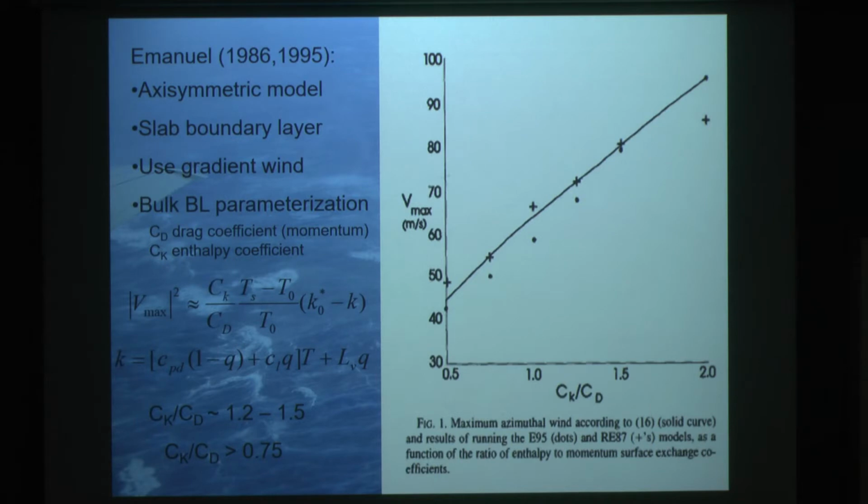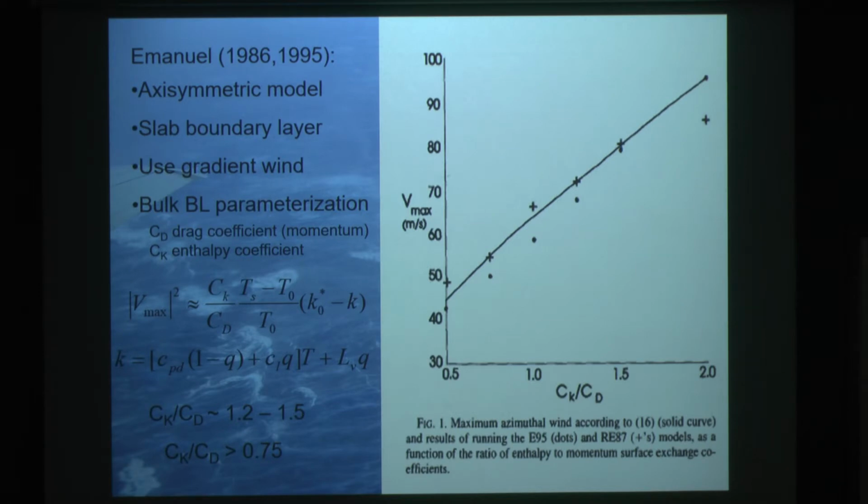He used a very simple axisymmetric, two-dimensional model to derive these equations. In one of his papers in 1995, he pointed out that for a storm to develop in his model, this ratio has to be above 0.75. This is a theory-based estimate of the ratio. But more than 10 years ago, we tried to measure these numbers through aircraft observations and test his theory. I'm going to show you some of the observational data later.